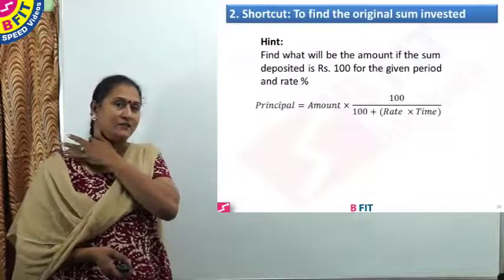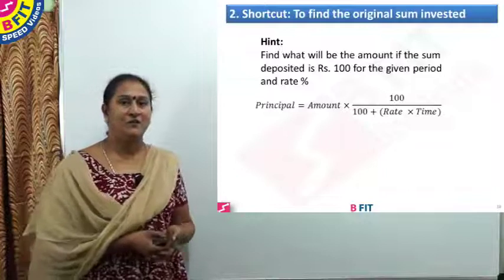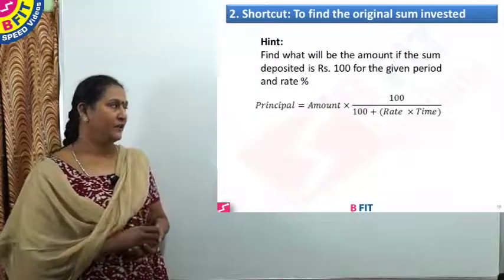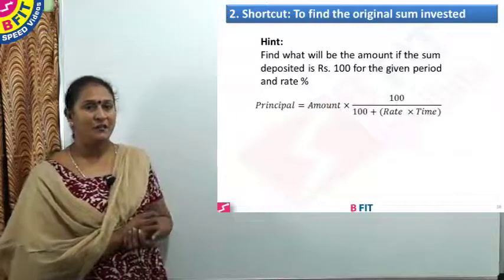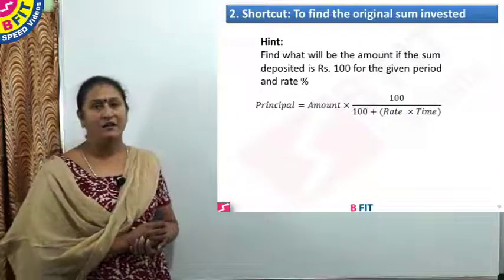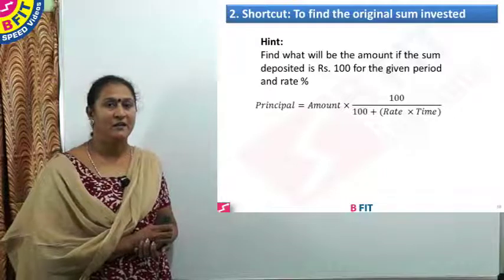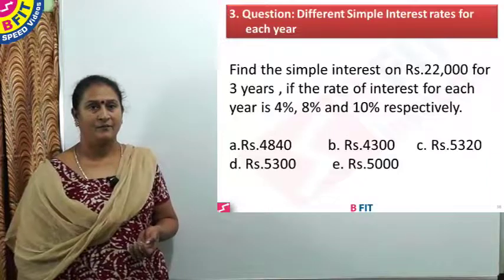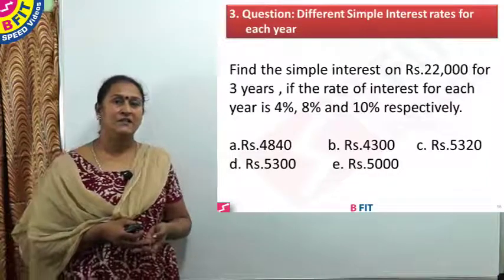And the hint is, find what will be the amount if the sum deposited is rupees 100 for the given rate and period, or you can use a formula: principal is got by 100 into amount by 100 plus rate into time. So we'll see the next question.